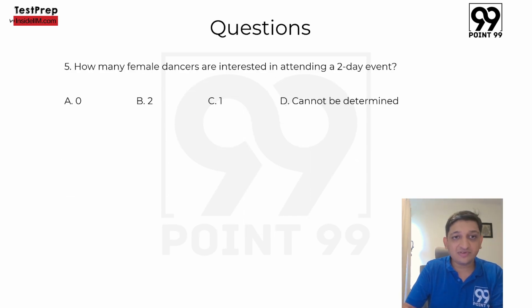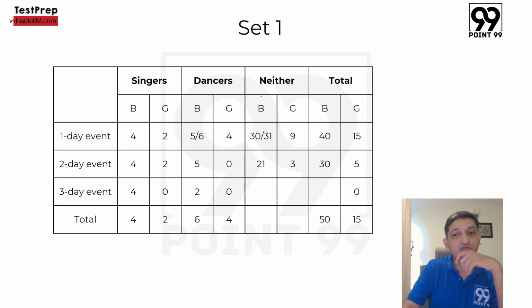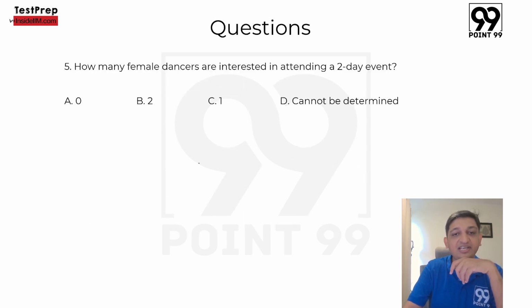Now if you look at the last question that we had, how many female dancers are interested in attending a 2-day event? So female dancers and 2-day event. So dancers के अंदर girls and 2-day event. The answer here is going to be option A, that is 0, and that will be the correct answer here.